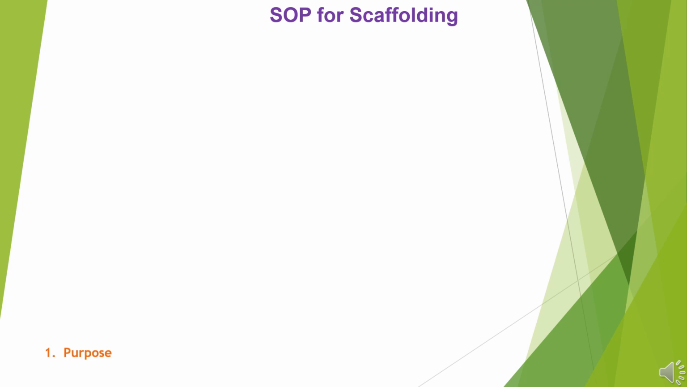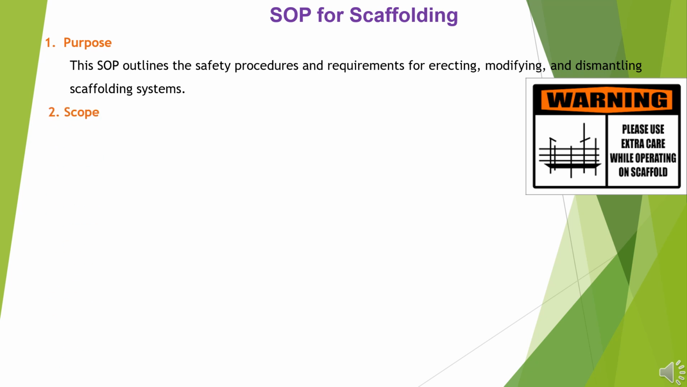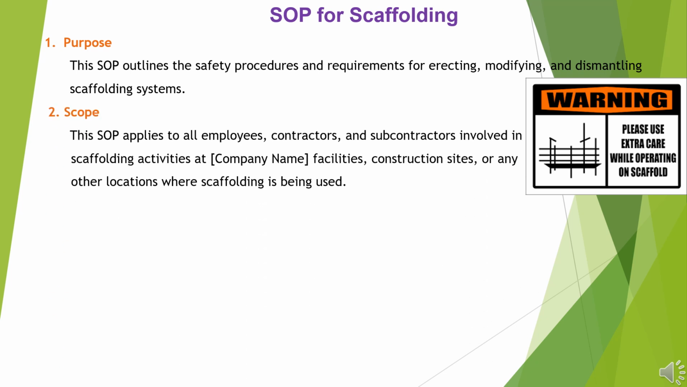1. Purpose. This SOP outlines the safety procedures and requirements for erecting, modifying, and dismantling scaffolding systems. 2. Scope. This SOP applies to all employees, contractors, and subcontractors involved in scaffolding activities at company name facilities, construction sites, or any other locations where scaffolding is being used.